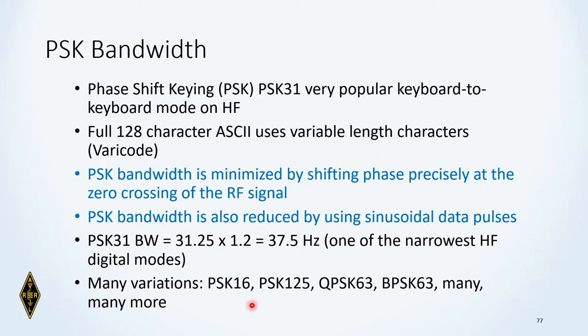And there's all kinds of variations. This is true of a lot of the digital modes. So there's PSK16, PSK125, quadrature phase shift keying 63, and many, many more. The original was PSK31, but different variations have come about since then. I'll come back to this slide in a minute, because after I show you the diagram, I think these two things will make more sense.